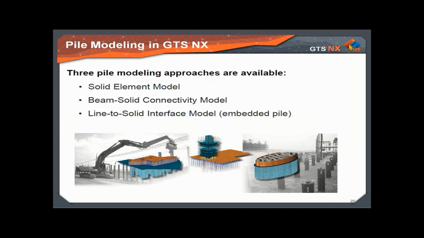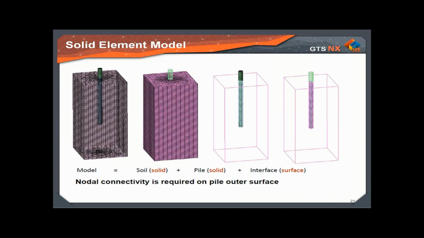When you have a larger number of piles, it can be computationally intensive. So you can think about alternatives, and one alternative is to use beams to represent the piles, with an interface around them also. Or you can use something like we have here in GTS NX, the embedded pile or pile element, which is a line to solid, a beam element connected through a line to solid interface to the surrounding soil. Let's look closer at each of these elements.